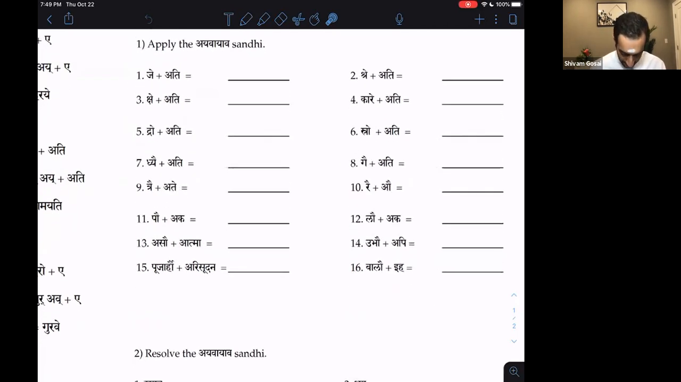Now let's look at number 5 and 6. Dro plus ati. I hope everyone can try to get it in there. Let me know if I'm moving too fast.